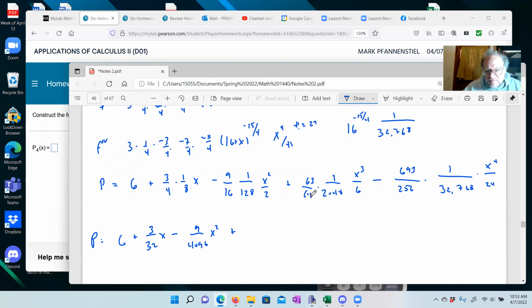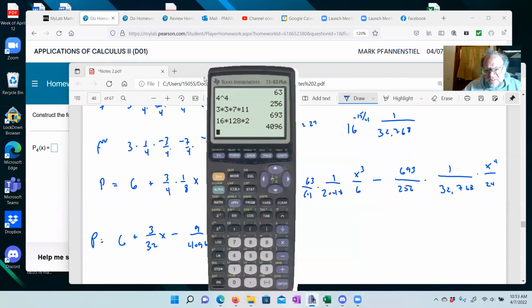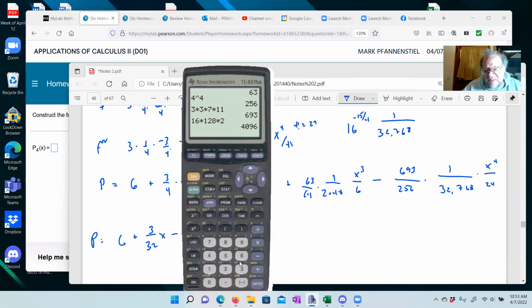Plus, okay, I got 63 over 6 here. I think this is too big for the calculator to make a fraction, so I'll try it. 64 times 2048 times 6 times 6. I know that there's parts of this that are going to cancel because 63 and 6 are going to reduce a little bit. So let's say math, change it into a fraction, if you please. It will not do it.